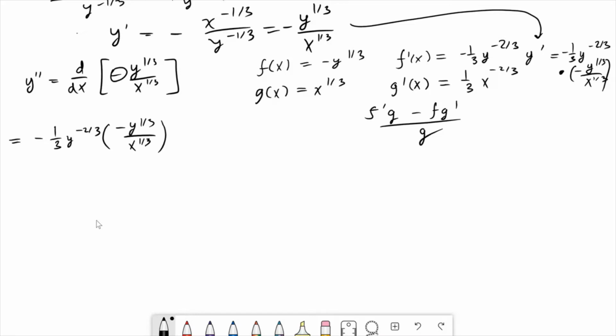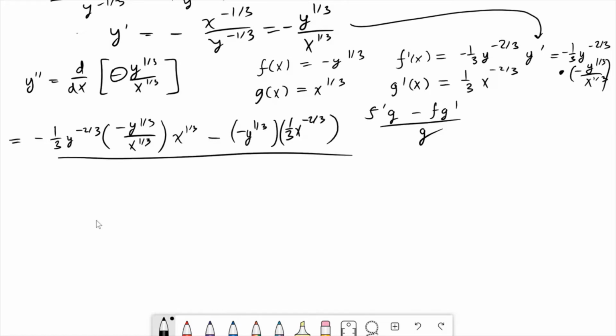And then we have g, don't forget g. g regular, so x to the 1/3. And then subtract f, regular f, which is -y^(1/3), especially with our sign. A lot of people make their mistakes with the sign. And then g prime, which is 1/3 x to the minus 2/3, all divided by g squared, which is x to the 1/3 squared, which I'll just write as x to the 2/3.